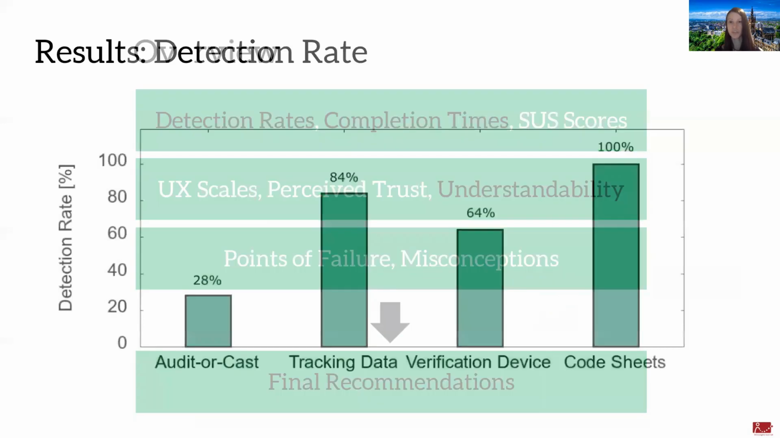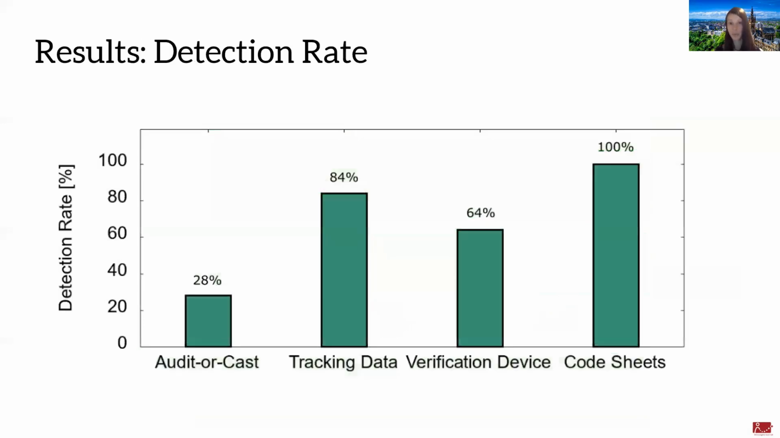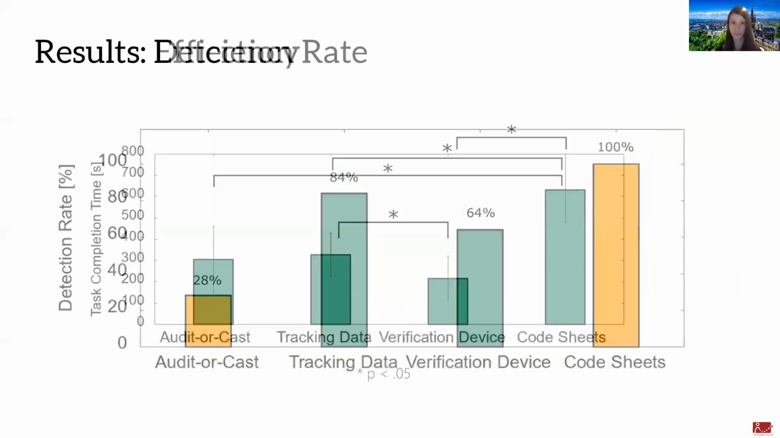So let's talk about the detection rate first. The chi-square test revealed significant differences here. For the post-hoc test, we looked at the adjusted residuals and applied Bonferroni correction, revealing that code sheets and audit or cast have an effect on the detection rate. You see that audit or cast has an alarmingly low detection rate of just 28%, while code sheets have the perfect detection rate. This, however, comes at the expense of efficiency.